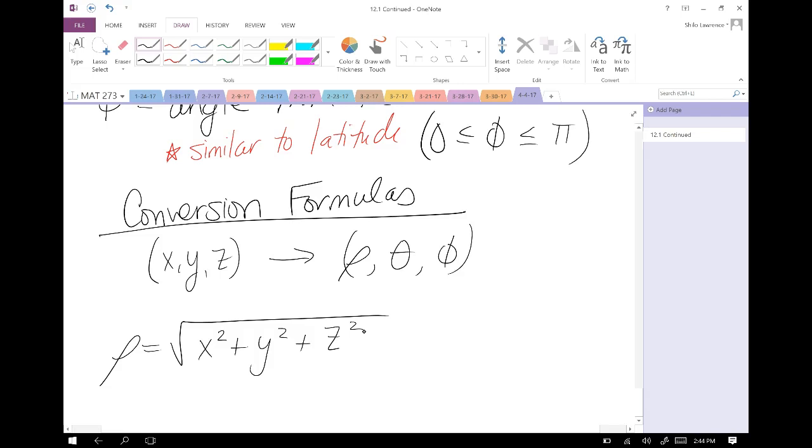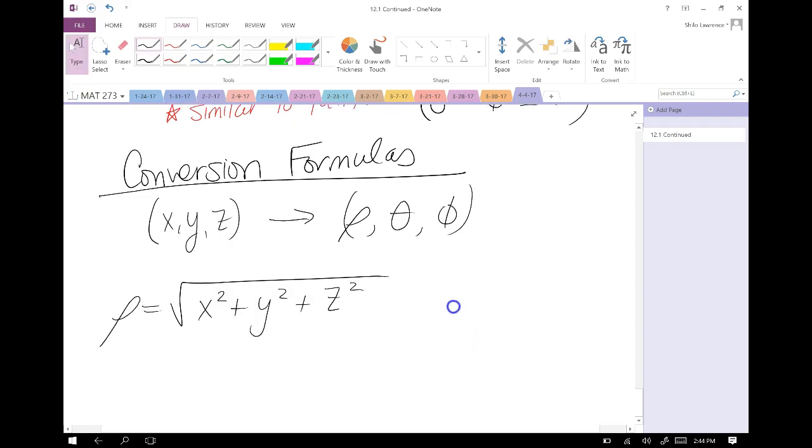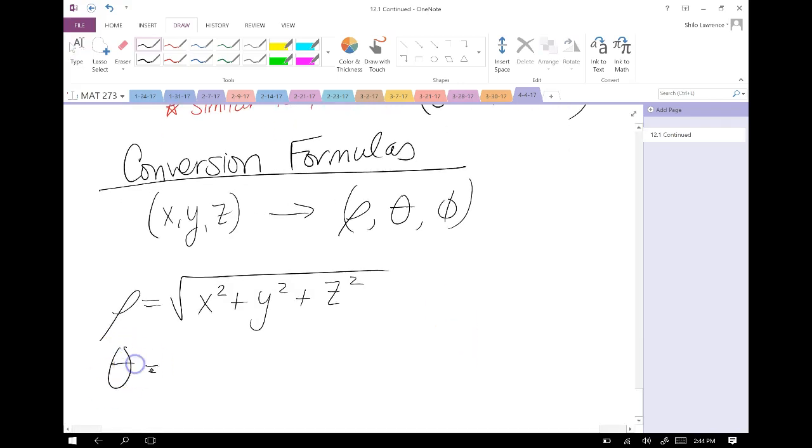The theta is exactly the same as what we used in polar. It's tan inverse of y over x. You just need to be careful about your quadrant, what quadrant the x and the y are in. If you use your calculator to help you with this, the calculator is not always going to give you the correct quadrant back.